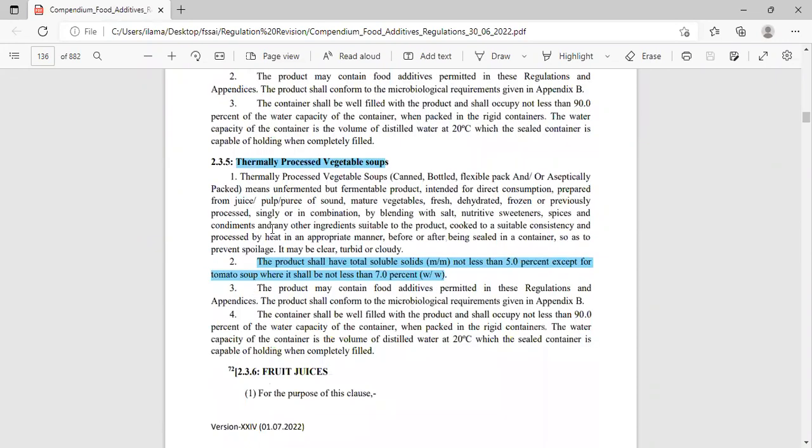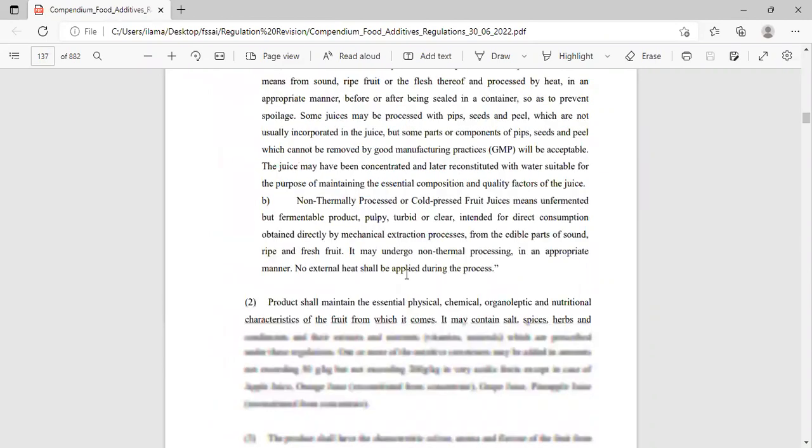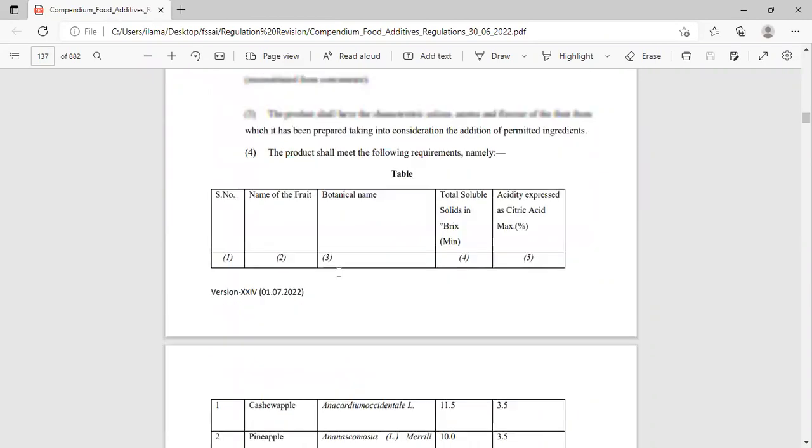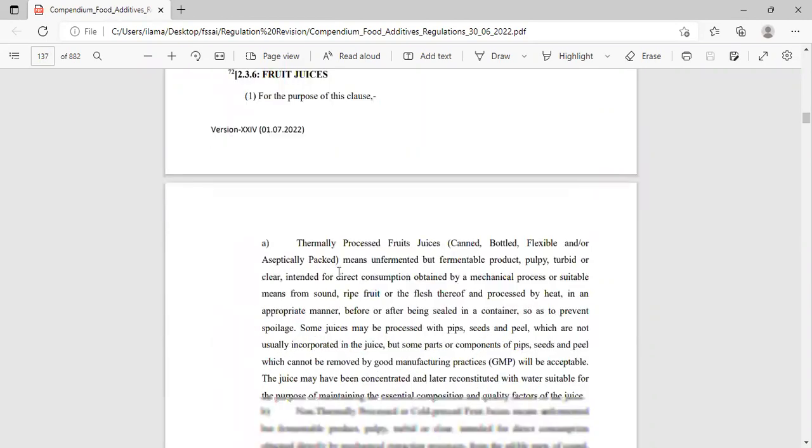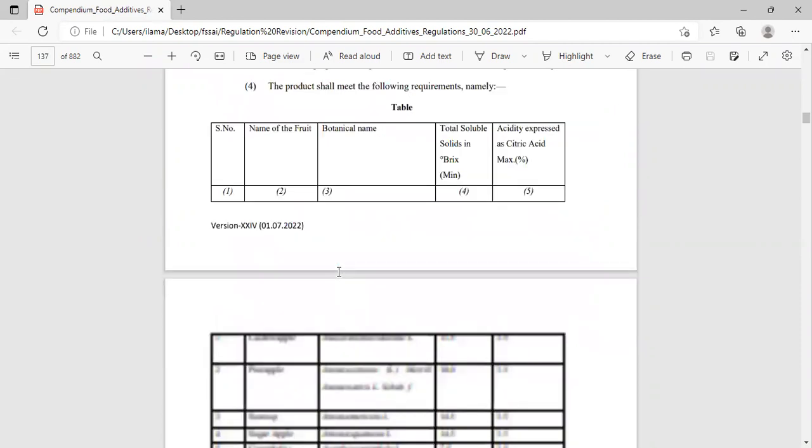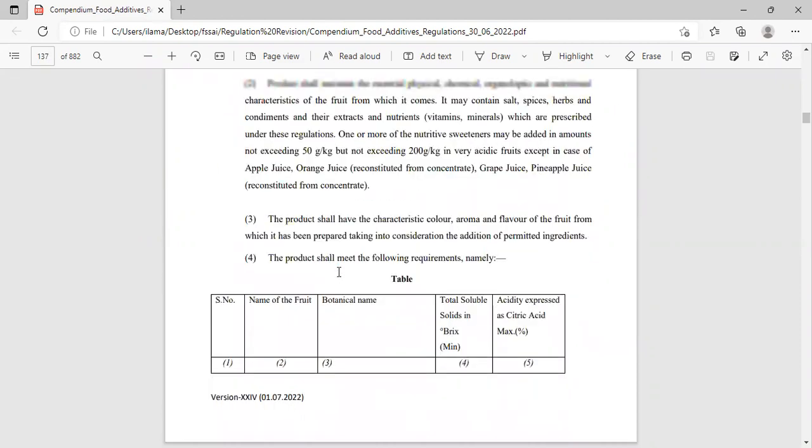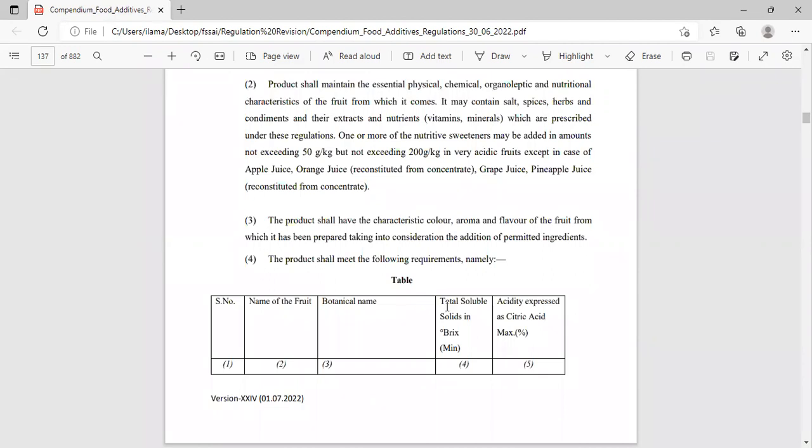And for thermal soup, the TSS value is not less than 5%, and for tomato soup only it's not less than 7%. Just go through what types of fruit juices are available. And here in the total soluble solids, we usually express them in brix. And acidity, here in fruit juices, we will express as citric acid percentage.